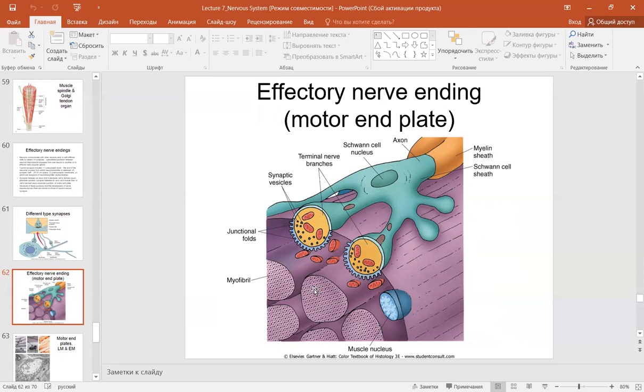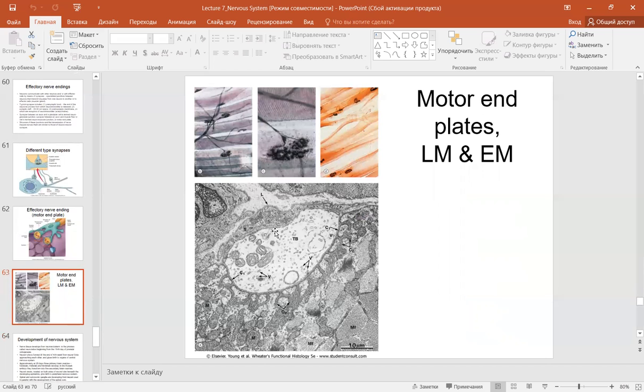This is a myofibril consisting of actin and myosin filaments. These are mitochondria, and this is the effector nerve ending or motor end plate in composition. Here are the motor end plates in a light micrograph, with ramifications of the axon terminal. Here you have the presynaptic pole with synaptic vesicles, the synaptic cleft, and the postsynaptic membrane with receptors for the neurotransmitters within the postsynaptic density.